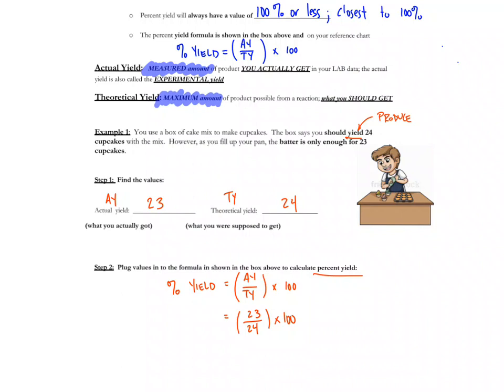So 23 divided by 24 times 100 should get you close to 100%. You should get 95.83% yield out of that box of cupcakes, which is pretty close to 100. And I know that's going to be a high number because 23 is only 1 away from 24. Now, had this number been 12, then the percent yield would have been 50, because it's only half of what I should have gotten. Okay, but 23 is really close to 24. You remember, you want to get 100% or something very close to 100%. 95.83 is pretty close.